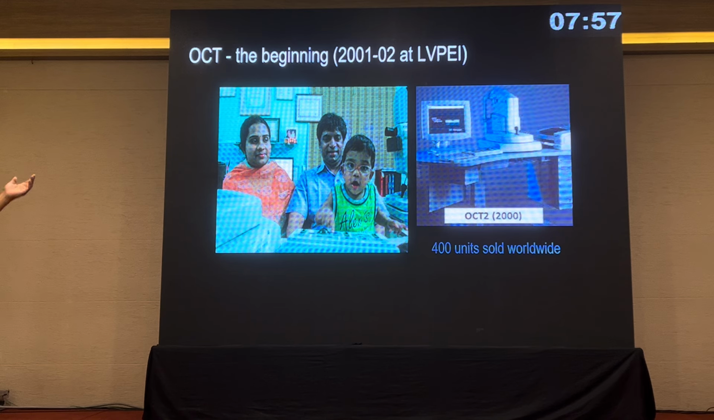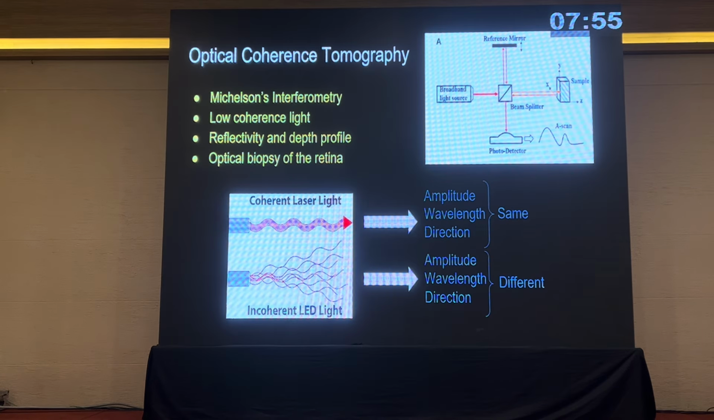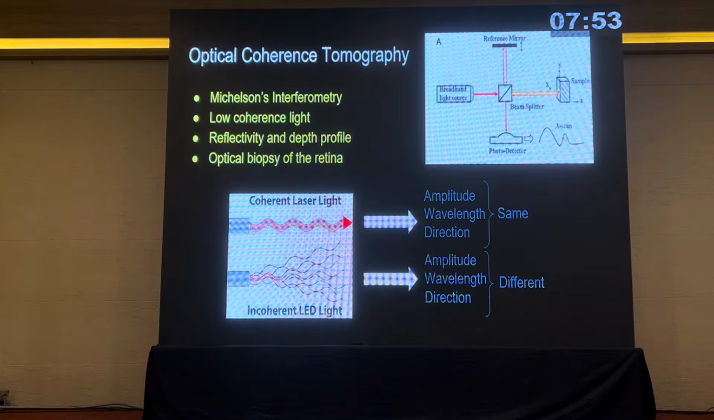I'm sorry, this is the only picture I have of that first OCT that had been commercially available. It was a huge machine, it filled the whole room, and it worked on the time domain principle, where a reference mirror is moved. Because it has to move, it was slower, but it gave us a reasonably good optical biopsy of the retina.